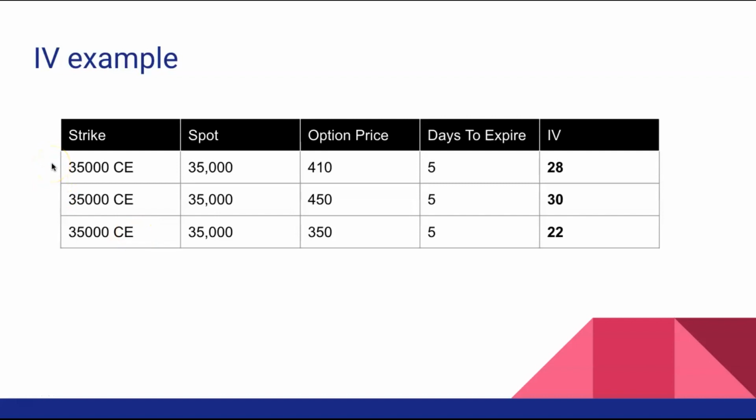Now let us look into this IV example. We have chosen the 35,000 call option and BN spot is trading around 35,000. And these are all the different possibilities of the 35,000 call option premium. So it can be 450 someday, or 410 someday, or 350 someday. But if we just look at the premium, we have no idea if it is overvalued or undervalued. That is where the IV comes in. For this premium, this IV is derived. But if you look at just this value, we do not know if it is overvalued or undervalued.